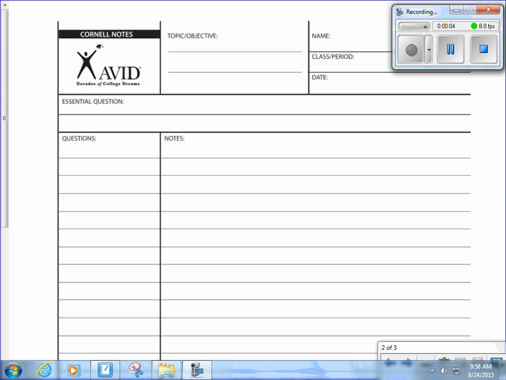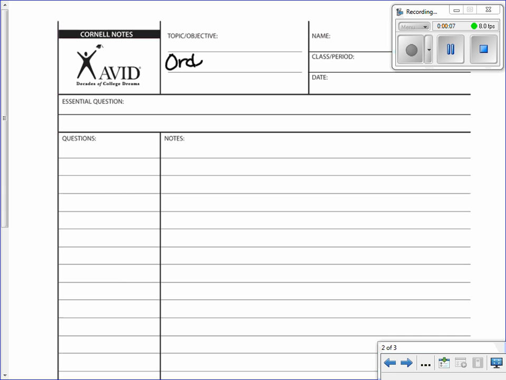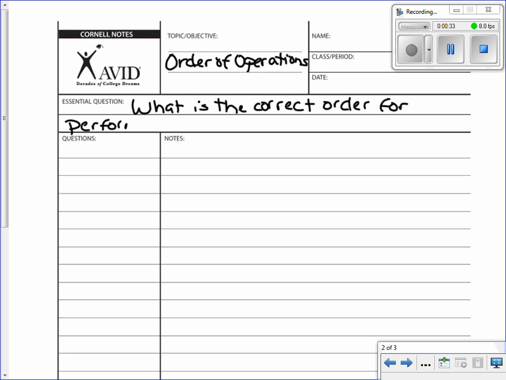Today's topic is order of operations. The essential question is, what is the correct order for performing mathematical operations?